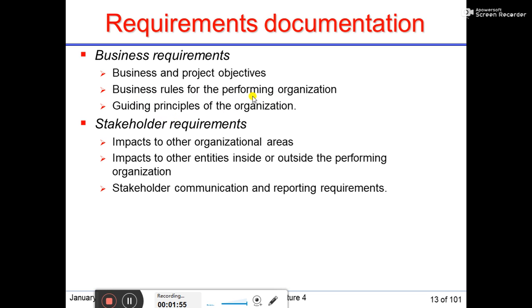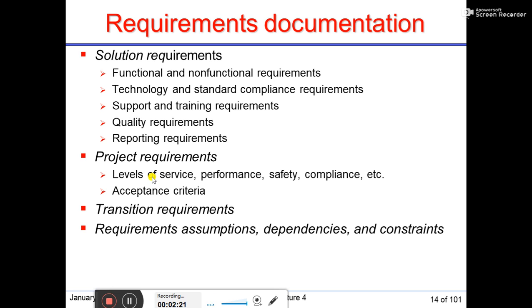For business rules for the performing organization, there should be some specific rules to perform in organizations, also guiding principles of the organizations. And again stakeholder requirements, impacts to other organization areas, impacts to other entities inside or outside the performing organization, stakeholder communications and reporting requirements. So these are different types of requirements from the perspective of business and stakeholders.